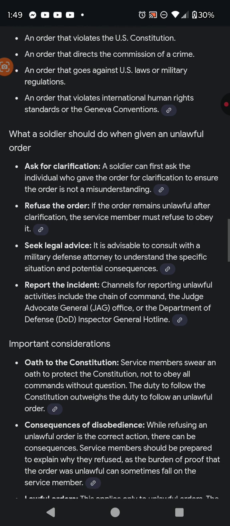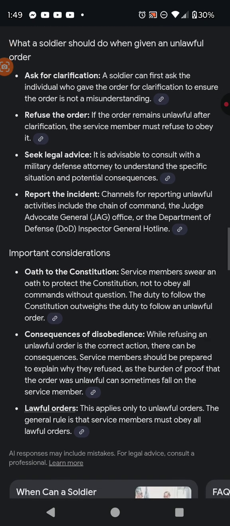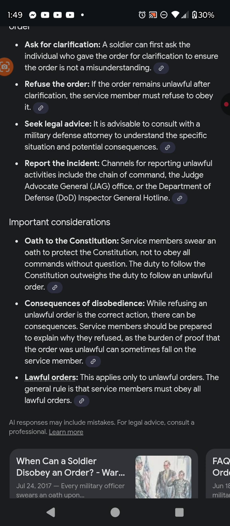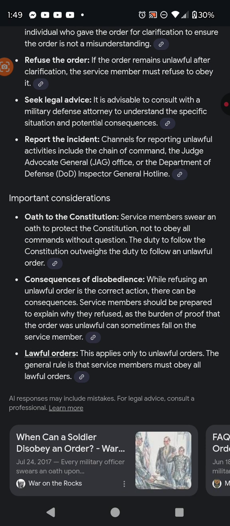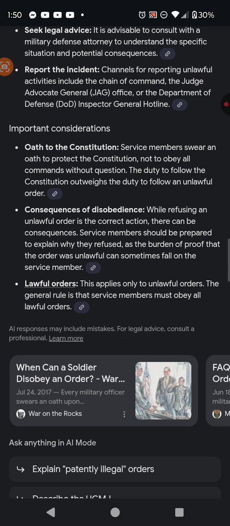What a soldier should do when given an unlawful order: ask for clarification. The soldier can ask the individual who gave the order for clarification, to ensure the order is not a misunderstanding. Refuse the order. If the order remains unlawful after clarification, the service member must refuse to obey it. Seek legal advice. It is advisable to consult with a military defense attorney to understand the specific situation and potential consequences. Report the incident. Channels for reporting unlawful activities include the chain of command, the Judge Advocate General's office, or the Department of Defense Inspector General hotline.